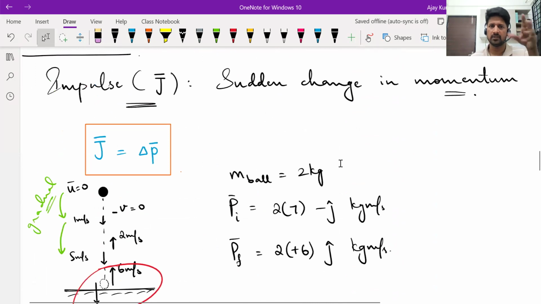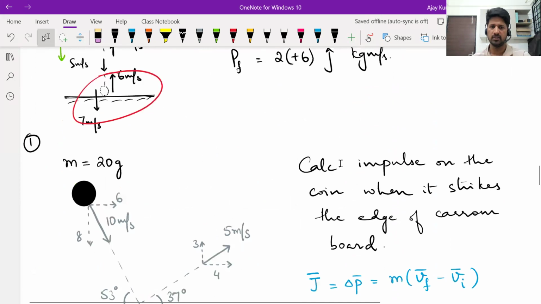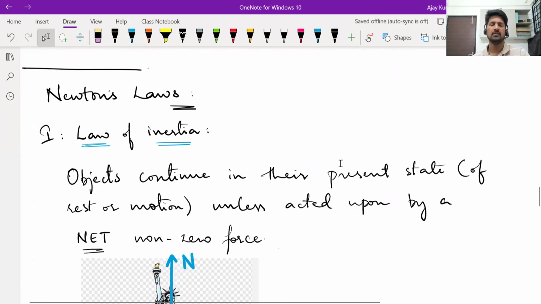And then we talked about this other quantity called impulse. Impulse by definition is a sudden change in momentum. So it's basically delta p, p final minus p initial, but it should happen suddenly. It should cause an abrupt change in the motion of a system. Then we call it impulse. Otherwise, we simply call it change in momentum. That's the only difference. And we solved some problems based on that.